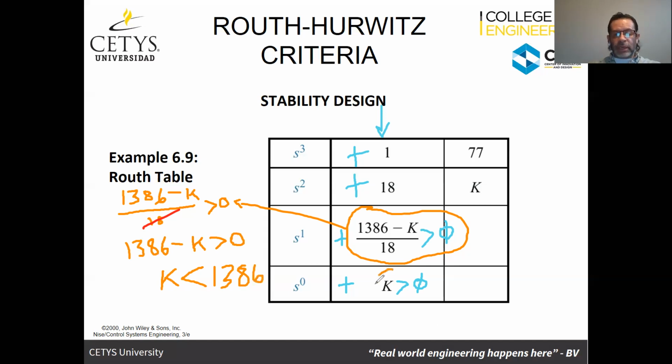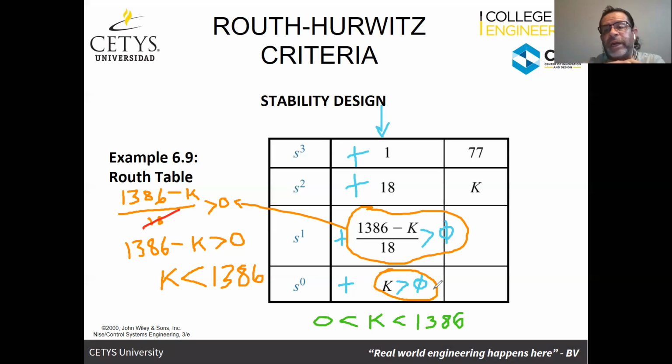Combined with this other inequality that says k has to be larger than 0, this means that for the system to be stable, we would need a value of k between 0 and 1386. As long as our k is within that range, the system is going to be stable.